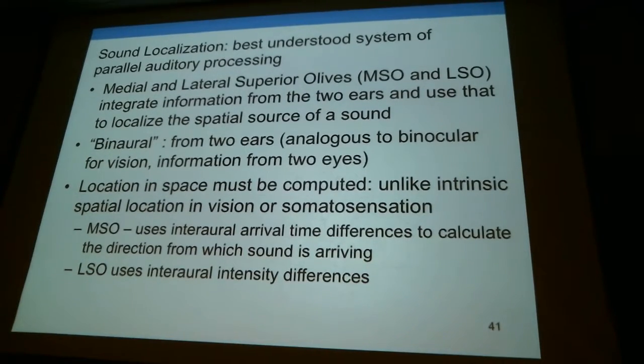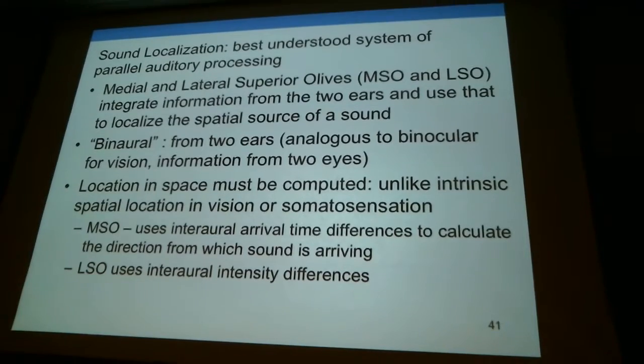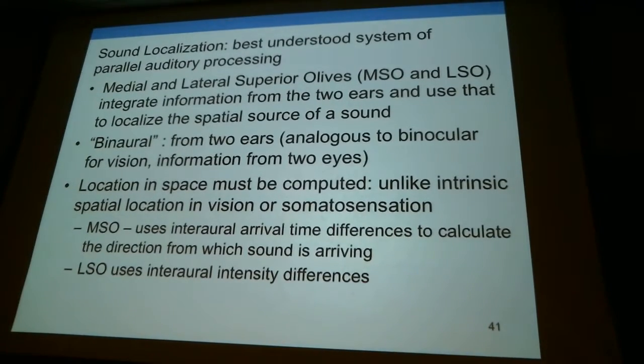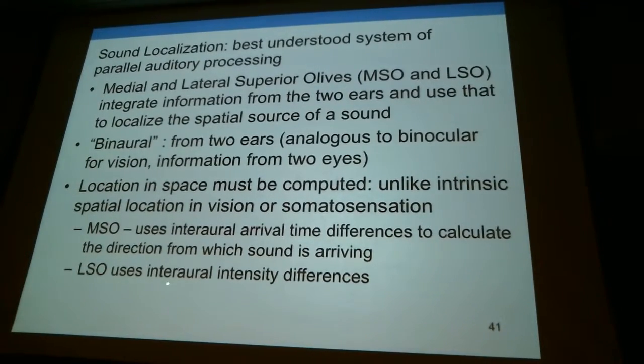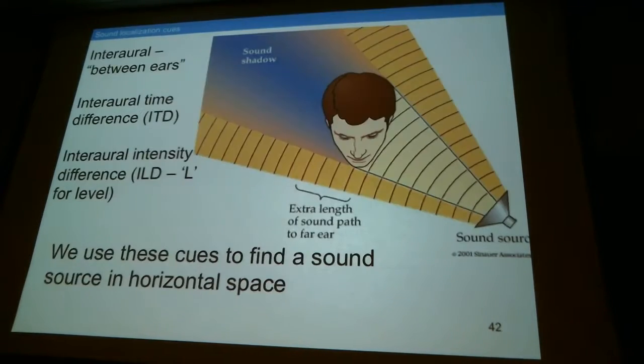Okay, and so there are two major cues that you can use. One is called the interaural time difference, and that's processed in the MSO. And the other is called the interaural intensity difference. So remember, aural, interaural, between the ears, time differences and intensity differences. Okay, so what do I mean by those?